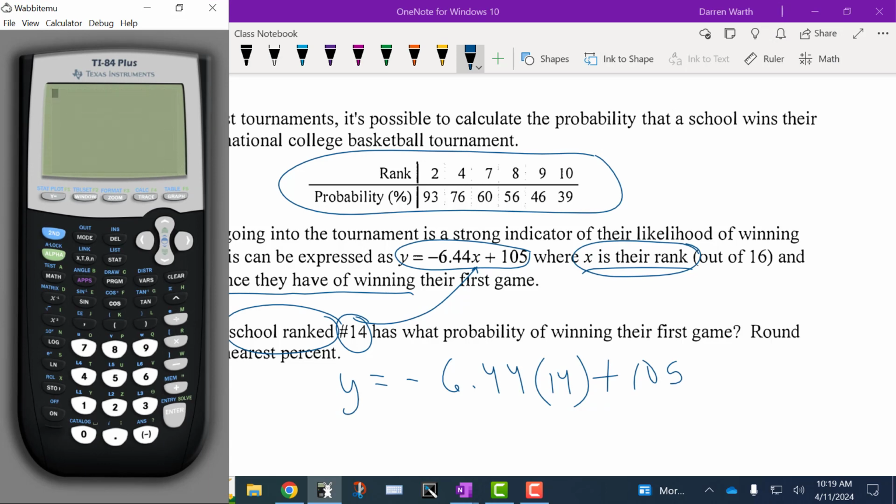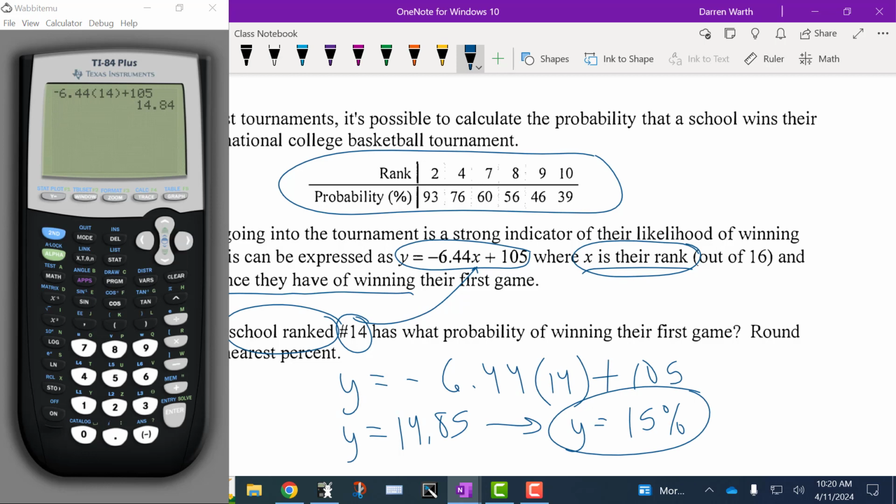So putting that into your calculator, just have to type in negative 6.44, and then their rank is 14th, so we put that in place of x, plus 105. Go ahead and hit enter. It says 14.84. Well, the directions say round your answer to the nearest percent. So notice I got y equals 14.84. So I'm going to round that up to y equals 15%. So if they're ranked 14, their chance of winning their first game is going to be 15%.